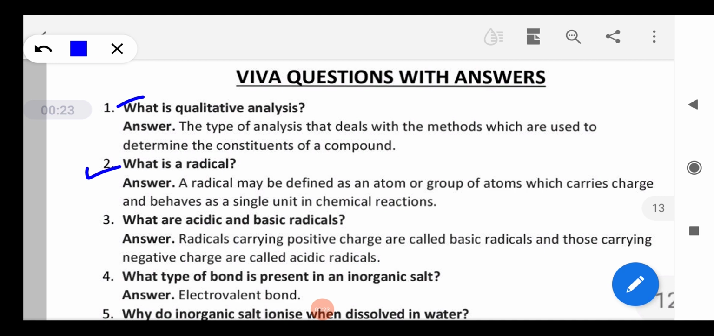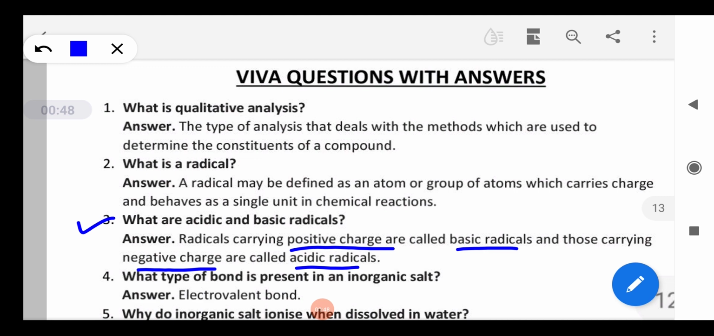Next is, what is radical? Radical means charged species. It can be defined as an atom or group of atoms which carries charge and behaves as a single unit in a chemical reaction. And radicals are of two types. One is acidic radical and another is basic radical. Radical carrying positive charge is called basic radical or cation, and radical carrying negative charge is called acid radical or anion.